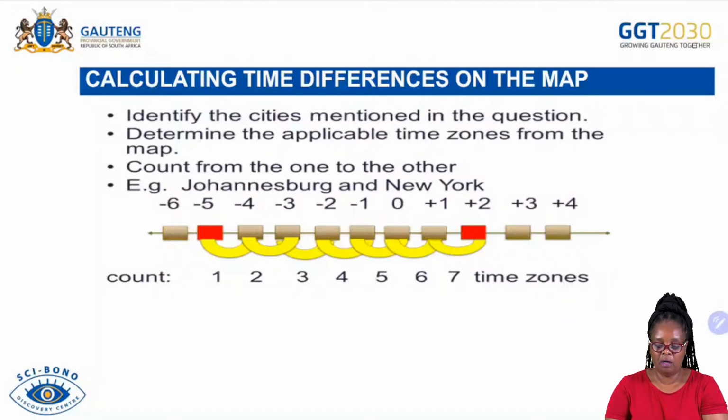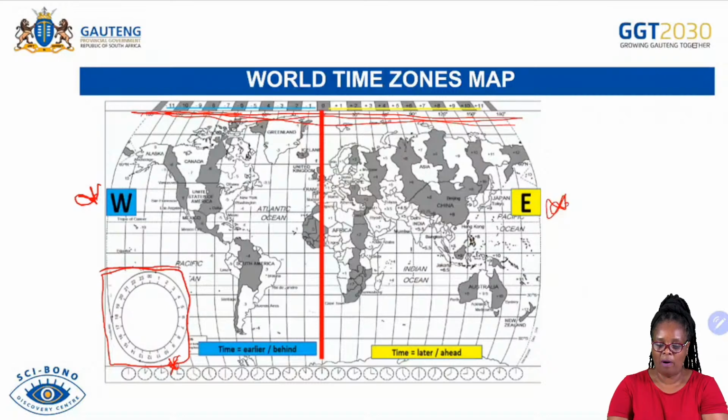We have New York and we have Johannesburg. So when we go back to our map, Johannesburg is in South Africa. It is in +2. Here it is. Here is Johannesburg, you can see it now. You just go up. There we go, +2.